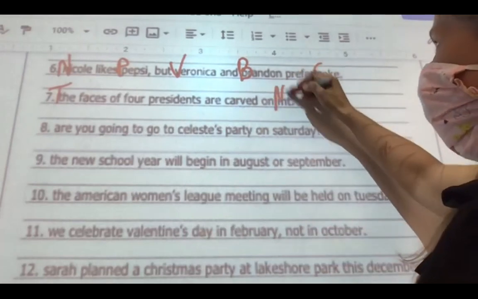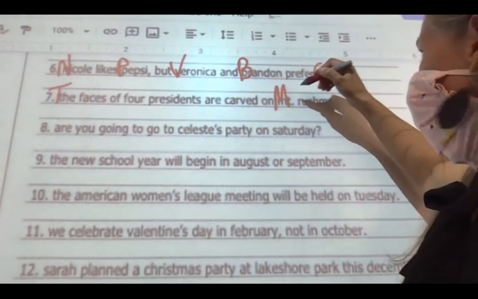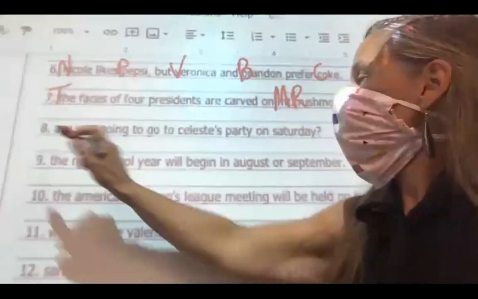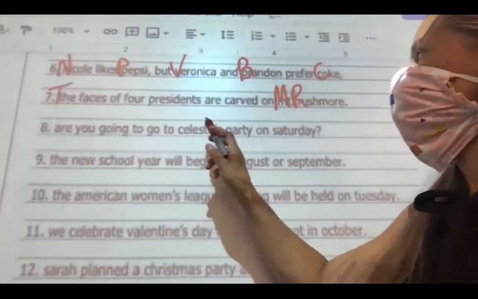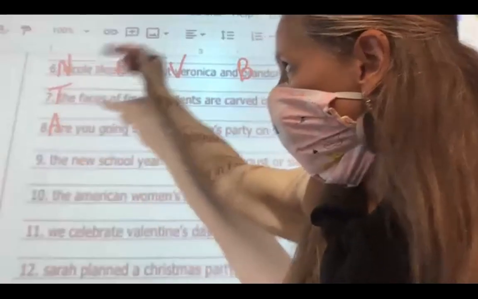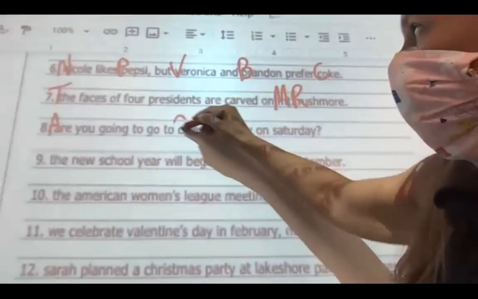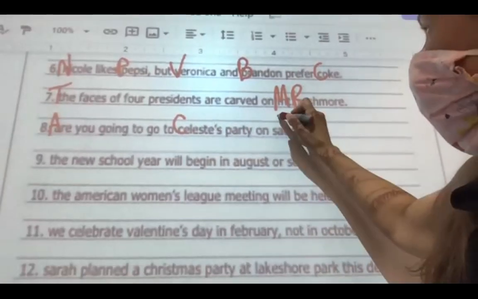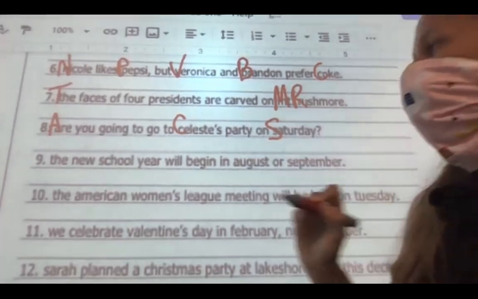M and R. Very good. You got to yell at me, girl. I can't hear you. Yell at me. Are you going to go to Celeste's party on Saturday? Kamaya. The A. Good. And Celeste. It's her name. And the S in Saturday. Good.